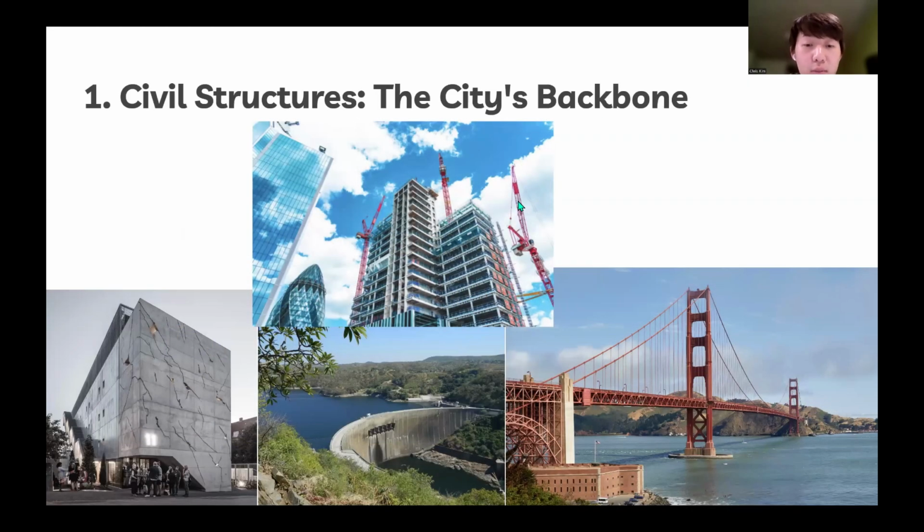I think it's the city's backbone. But in this slide, you'll see on the left, there's a building with cracks in the wall. That is where civil structures engineers act as detectives. They do forensic engineering to figure out why structures fail.